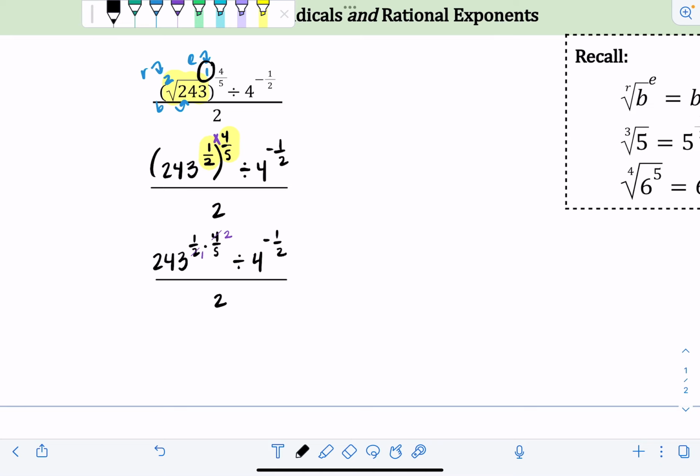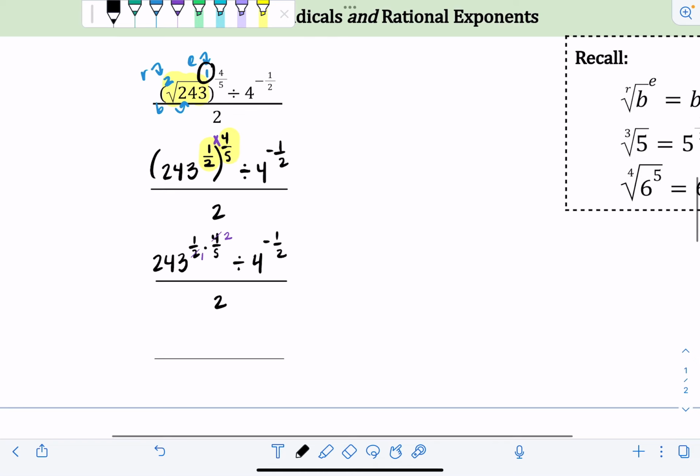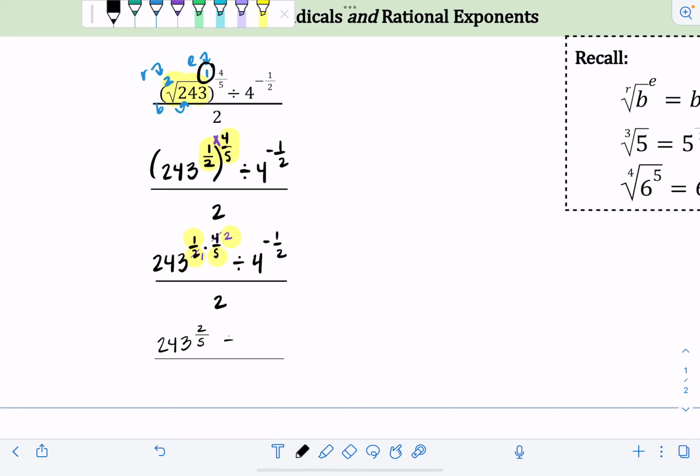So I'm just going to go to the next line. I'm going to start going sideways. Scratch that, I'm going to go down one more. Okay, so 243. And then I'm going to do 1 times 2, so 2. And then over 1, because it became a 1, times 5. So over 5. And then divided by 4 to the negative 1/2 power over 2. Okay, so we have 243 divided by 4 to the negative 1/2 power, and then over 2.